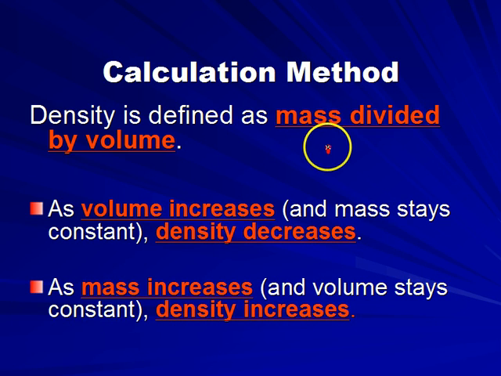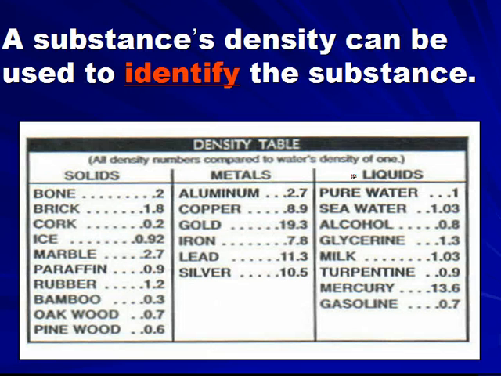All we do is take mass and we divide it by the volume. And as the volume increases and mass stays constant, the density decreases. Or as mass increases, and if we had volume stay the same, the density increases. So we've done these calculations in class. And we can use the differences in densities to identify different substances.